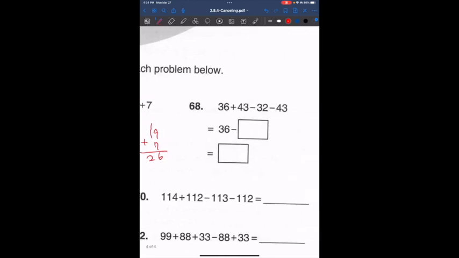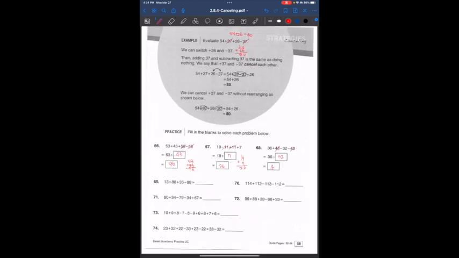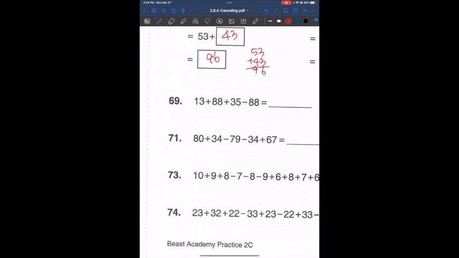Now question 68. We can cancel out 43 and negative 43. So we have 36 minus 32, which is 4. Now question 69, we can cancel 88 out immediately. So we have 13 plus 35, which is 48.